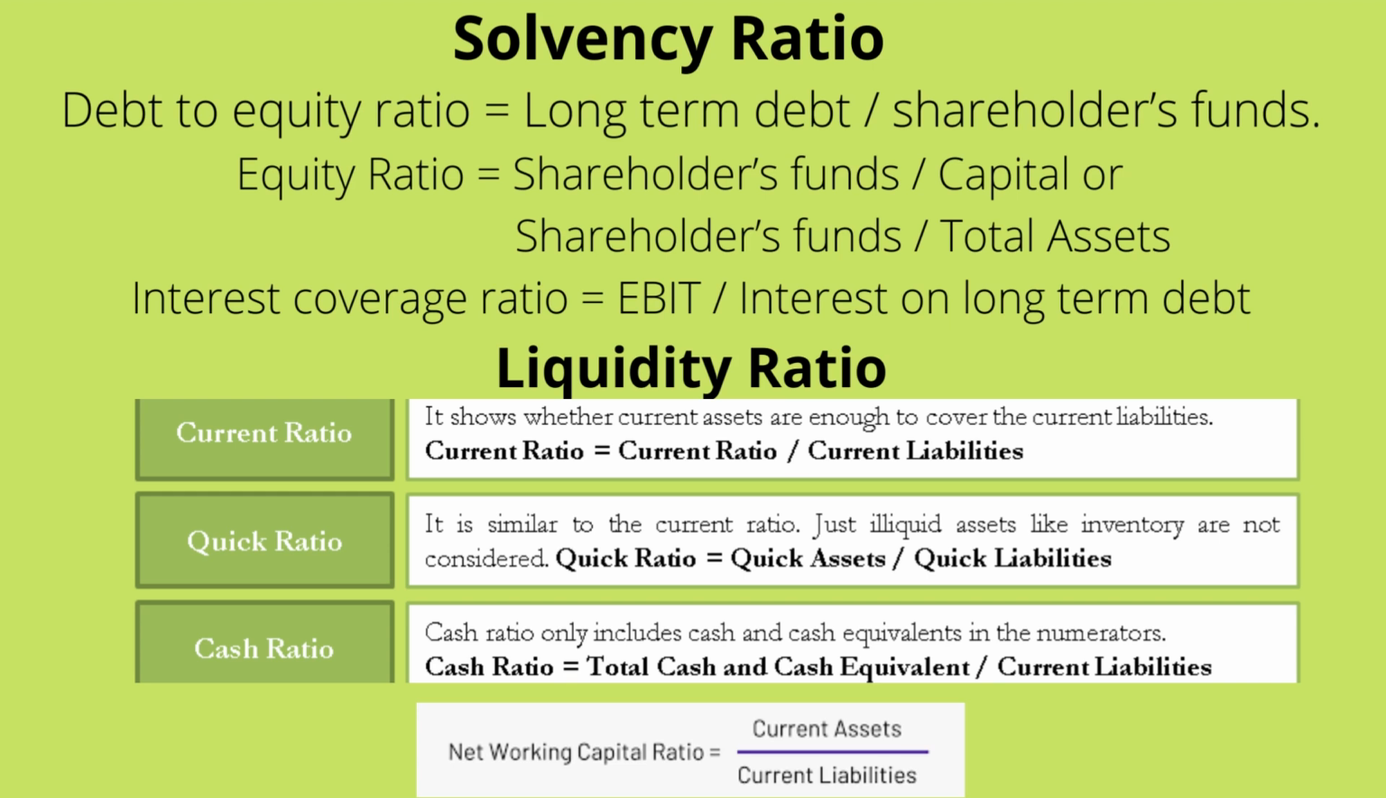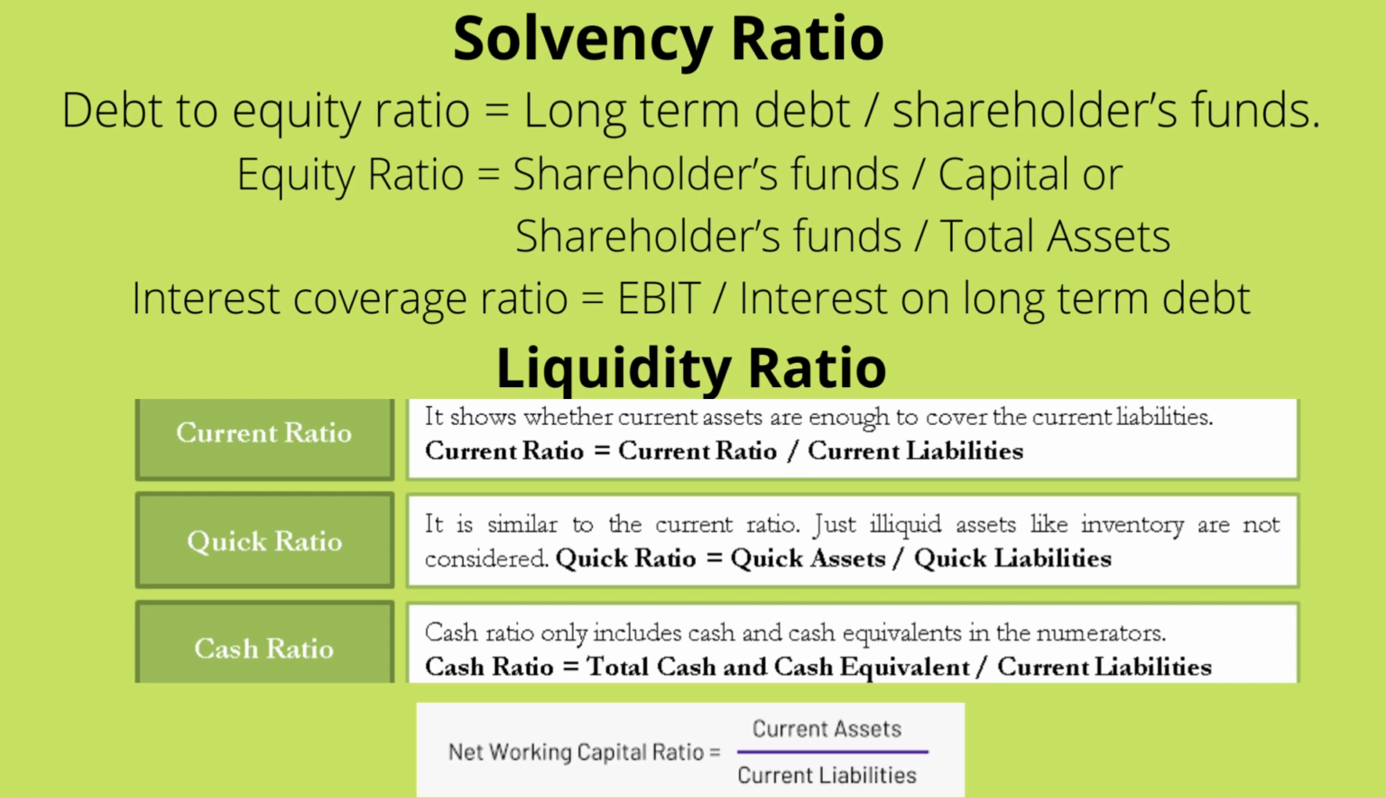Debt to equity ratio. The formula is long term debt divided by the shareholders fund. And proprietors ratio, which is also known as equity ratio. The formula is shareholders fund divided by the capital, or the other formula is shareholders fund divided by total assets. We also find the proprietary ratio by this formula, shareholders fund divided by total assets. Interest coverage ratio, this is a very important ratio.